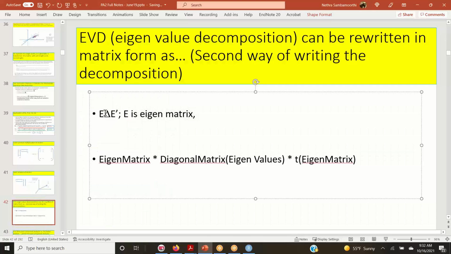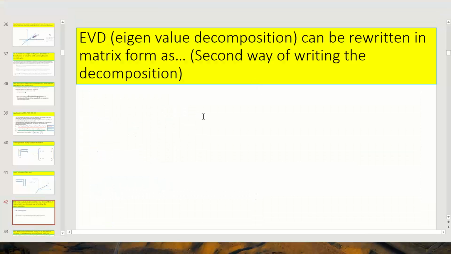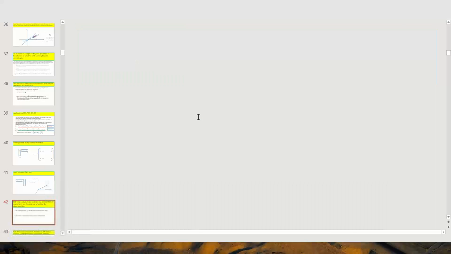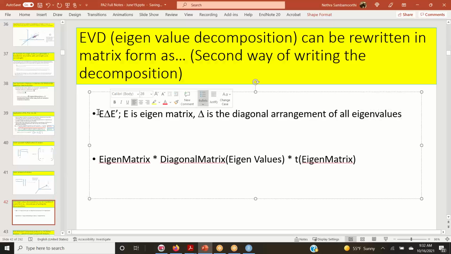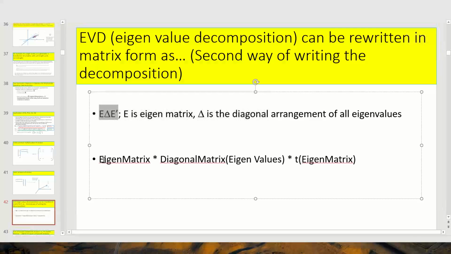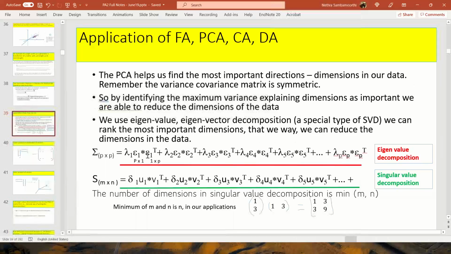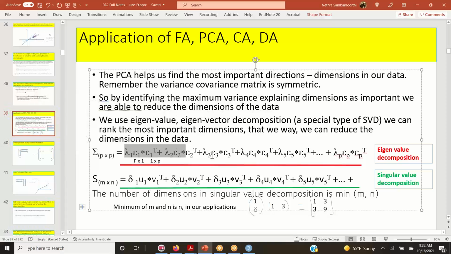Delta is the diagonal arrangement of all the eigenvalues, right? And that's it. And then E prime is the transpose. So this is the simplest, easy way of writing it, and this is the explanatory way of writing it, and this is the detailed way of writing it. So many ways you can write it.